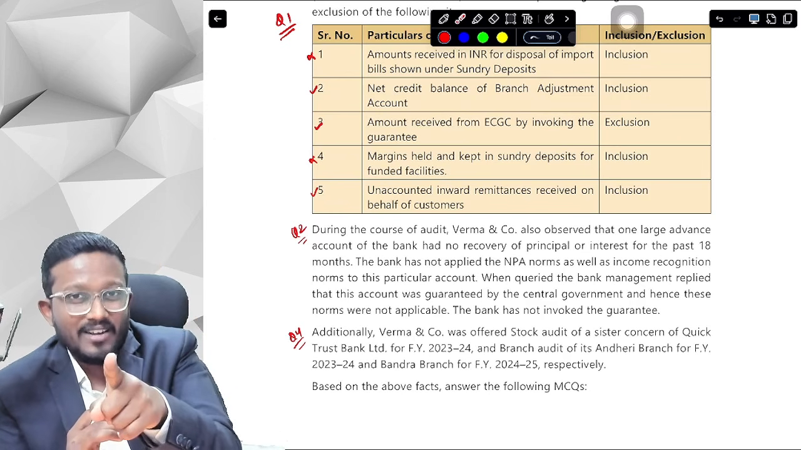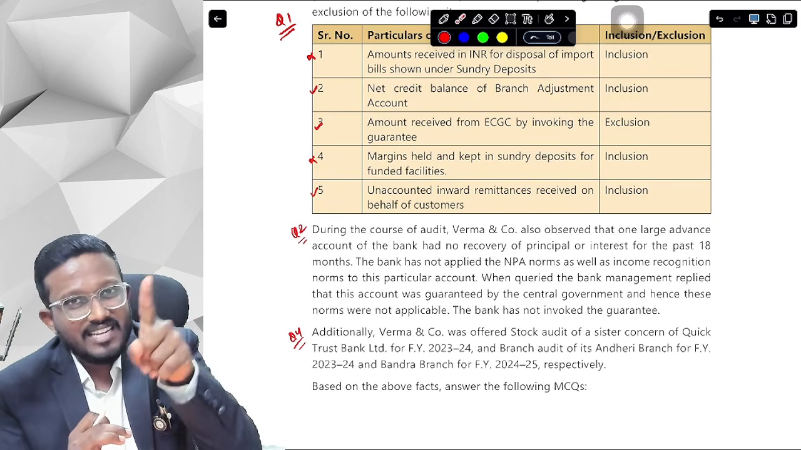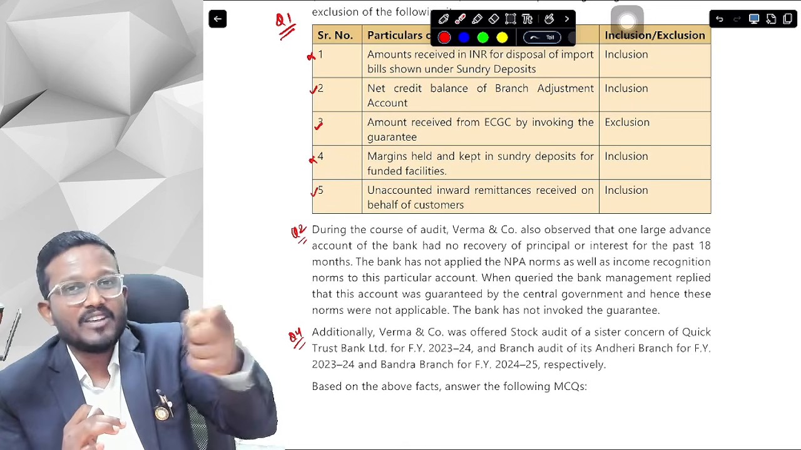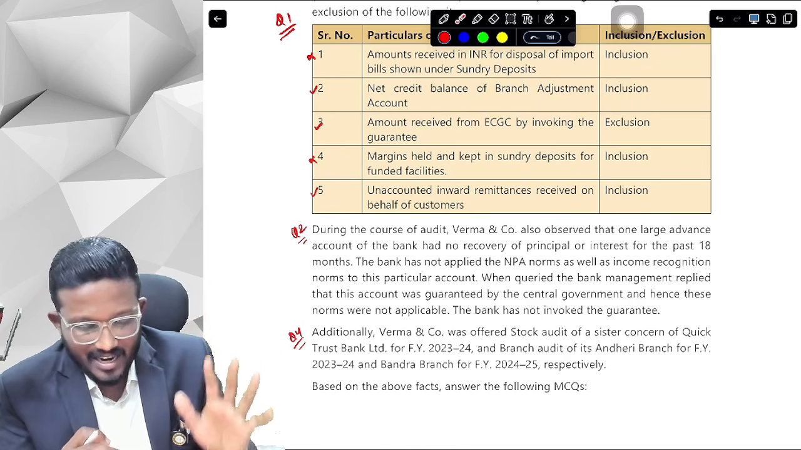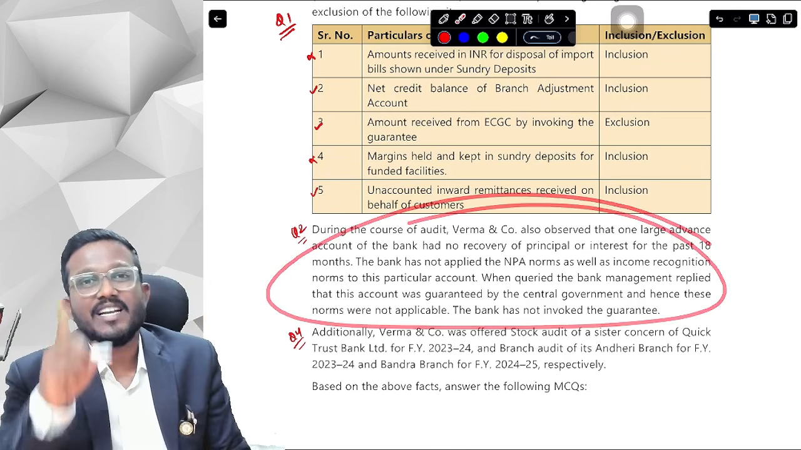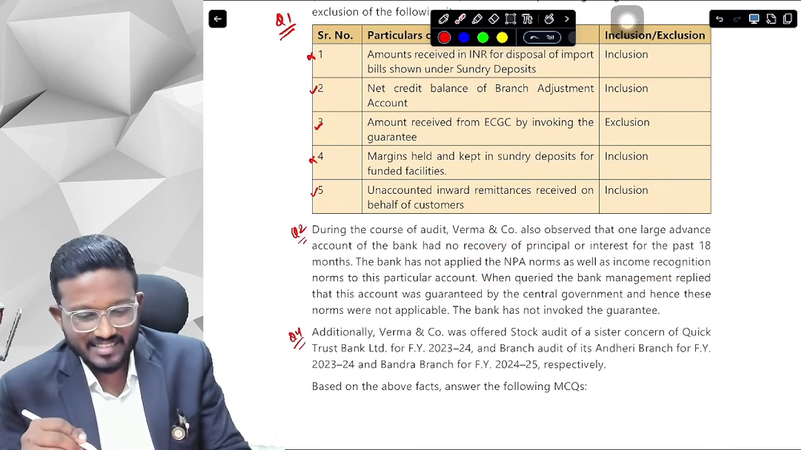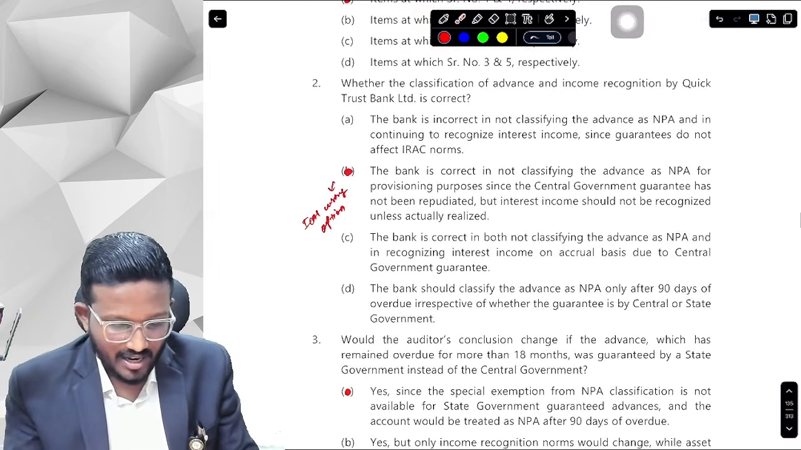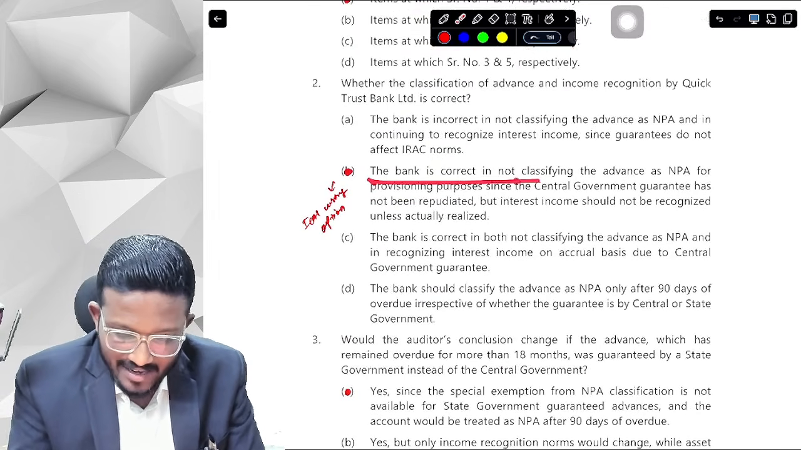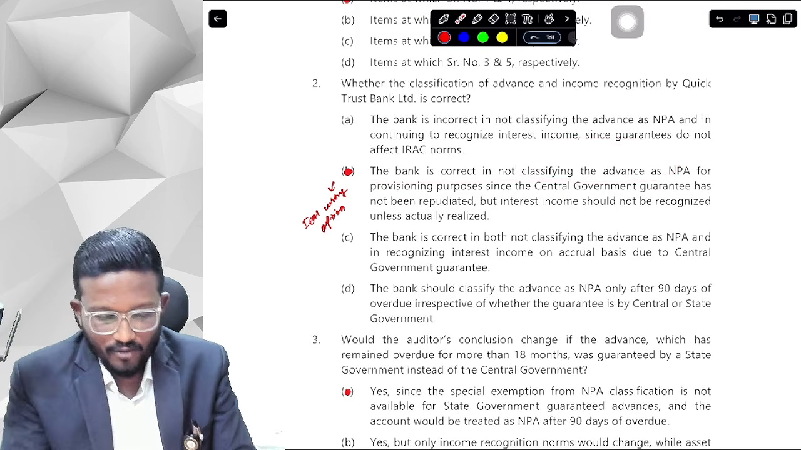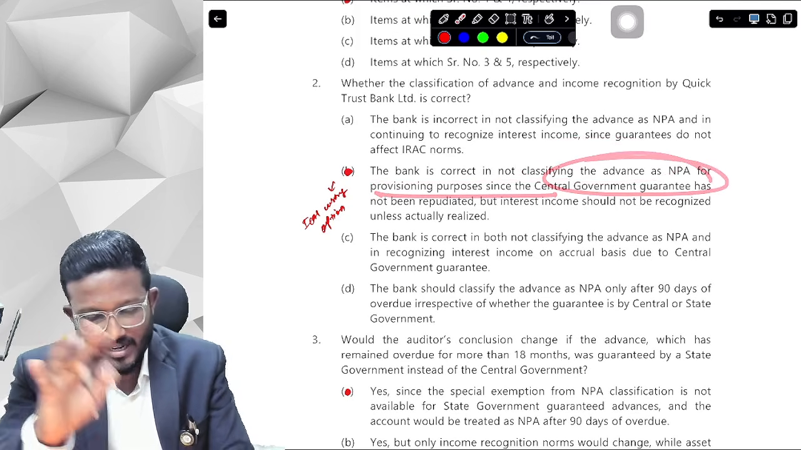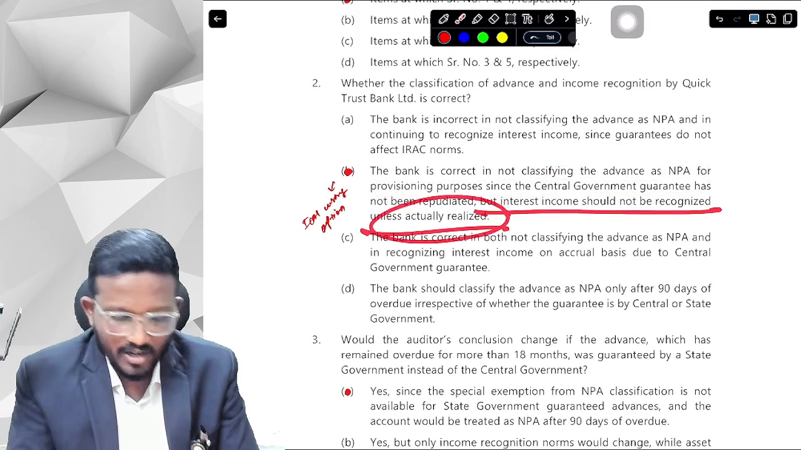For income recognition purposes, that will be classified as NPA, but for asset classification purposes, that will not be classified as NPA. So here the bank is only partially correct for not classifying it as NPA, but the bank has to classify it as NPA from an income recognition perspective. So the bank is correct in not classifying the advance as NPA for provisioning purposes, since it was central government guaranteed, but interest income should not be recognized unless it is realized.